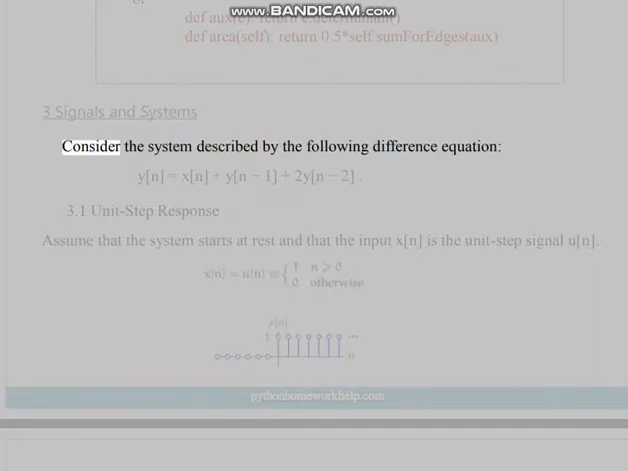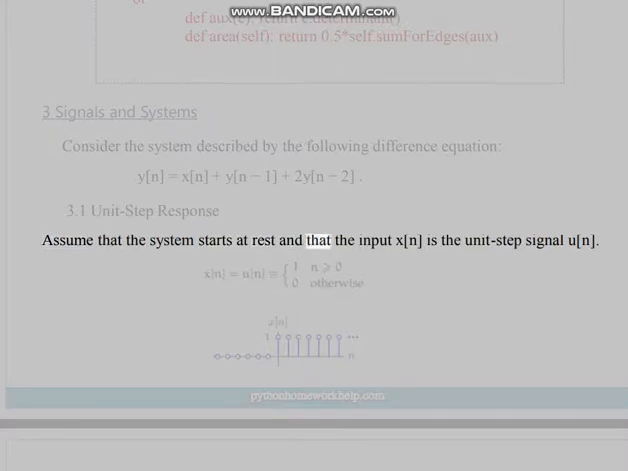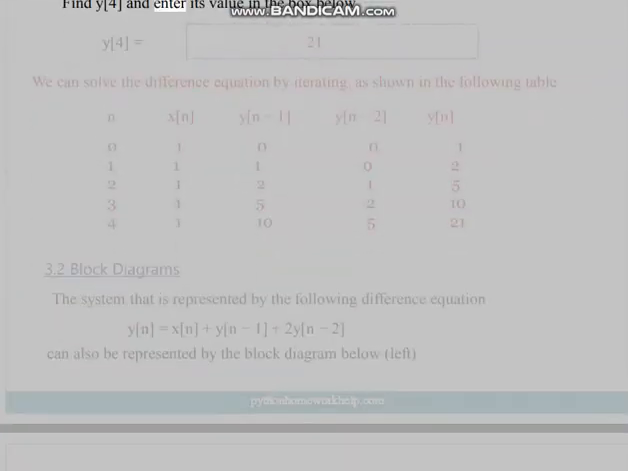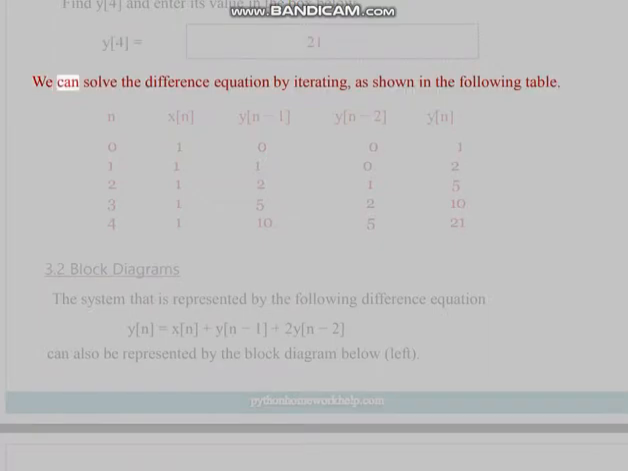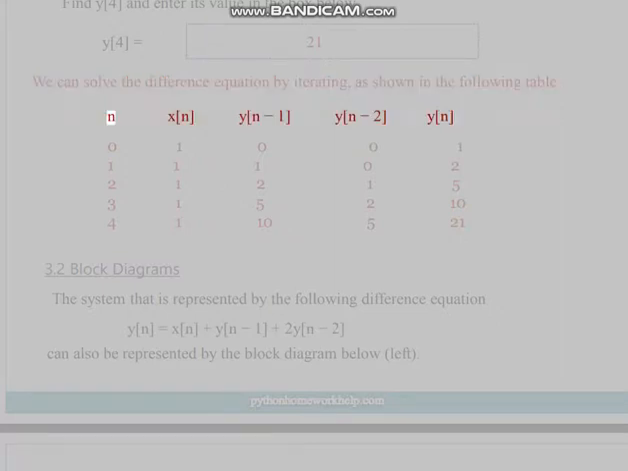3 Signals and Systems. Consider the system described by the following difference equation: y[n] = x[n] + y[n-1] + 2y[n-2]. 3.1 Unit step response. Assume that the system starts at rest and that the input x[n] is the unit step signal u[n]. Find y[4] and enter its value in the box below. y[4] = 21. We can solve the difference equation by iterating, as shown in the following table. n, x[n], y[n-1], y[n-2], y[n]: 0, 1, 0, 0, 1; 1, 1, 1, 0, 2; 2, 1, 2, 1, 5; 3, 1, 5, 2, 10; 4, 1, 10, 5, 21.